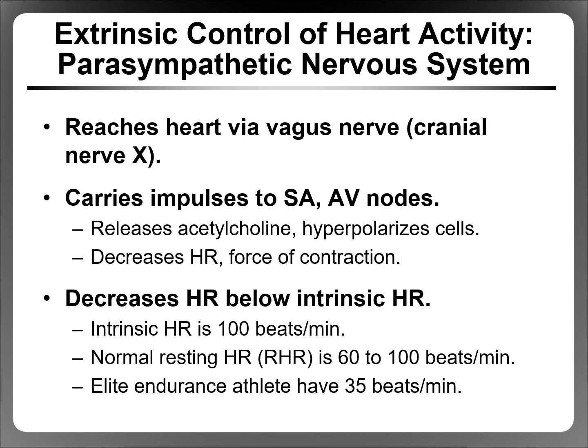When we want to decrease the heart rate below the intrinsic heart rate, if you remember, our intrinsic heart rate is around 100 beats per minute, but an individual's normal resting heart rate is somewhere between 60 and 100 beats per minute. And then our highly trained endurance athletes can be somewhere around 35 beats per minute. So this means that my vagus nerve can actually release acetylcholine, hyperpolarize these cells, and decrease my resting heart rate. So this is an active process to bring your heart rate down below this intrinsic heartbeat.